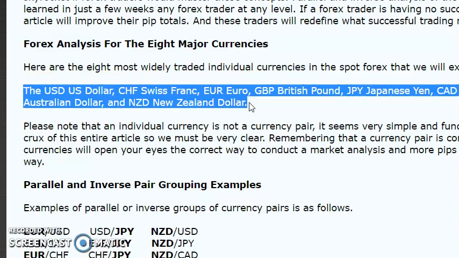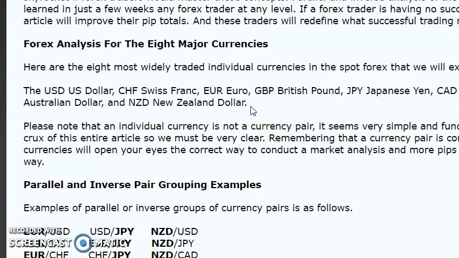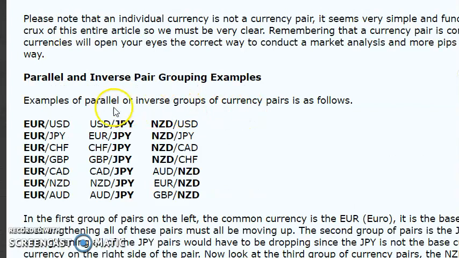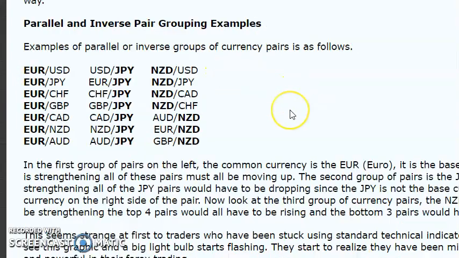You know, the US dollar and the euro and the British pound. Here's the list right here. It's 8 currencies, and we're going to focus on 8 currencies and 28 currency pairs. So let's look at this simple but really great example of how to group your pairs.